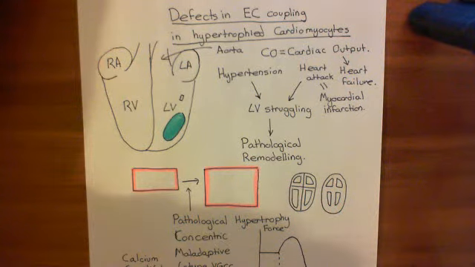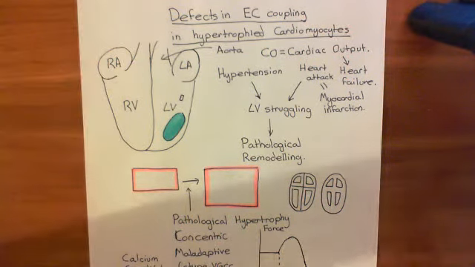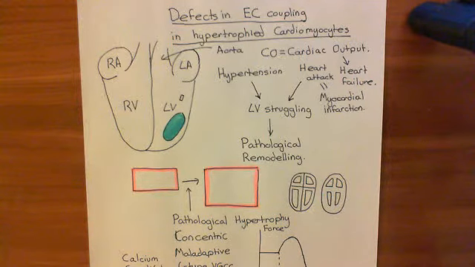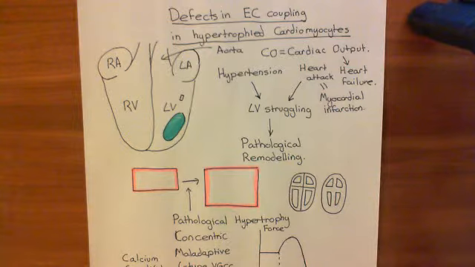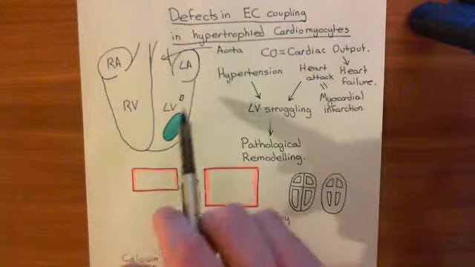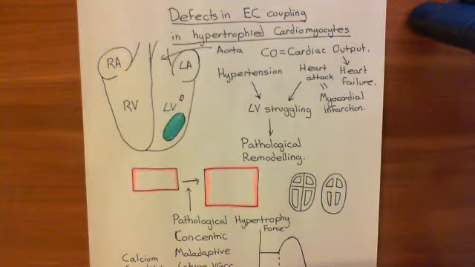Okay, so welcome to this next video in which we are discussing defects in excitation contraction coupling in hypertrophied cardiomyocytes. We've discussed that when the heart is initially struggling, for instance, when the left ventricle is struggling to pump blood from the left ventricle chamber into the aorta, that leads to pathological remodeling of the cardiomyocytes within the ventricular wall.